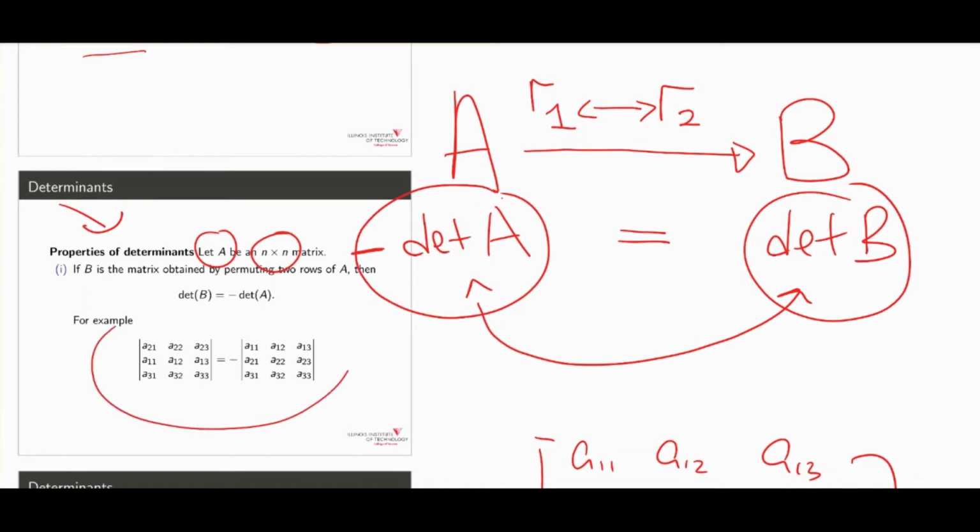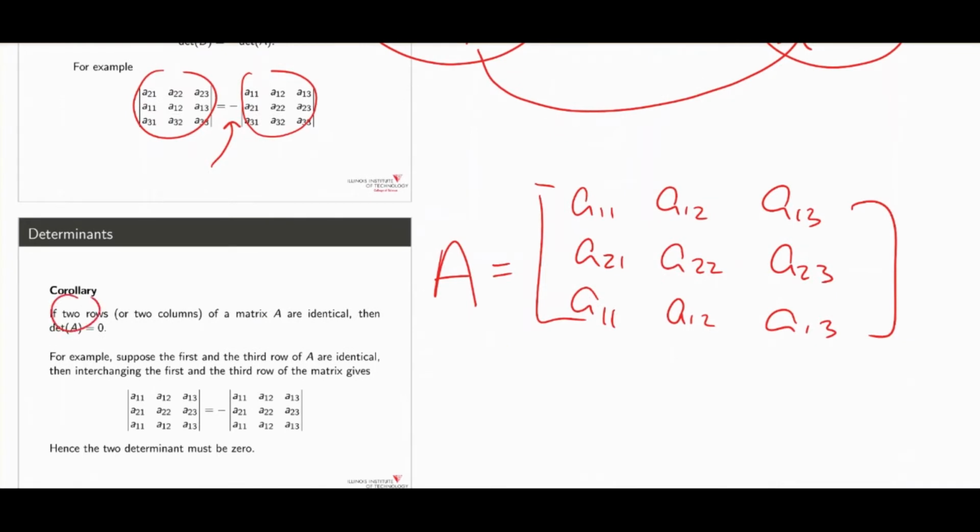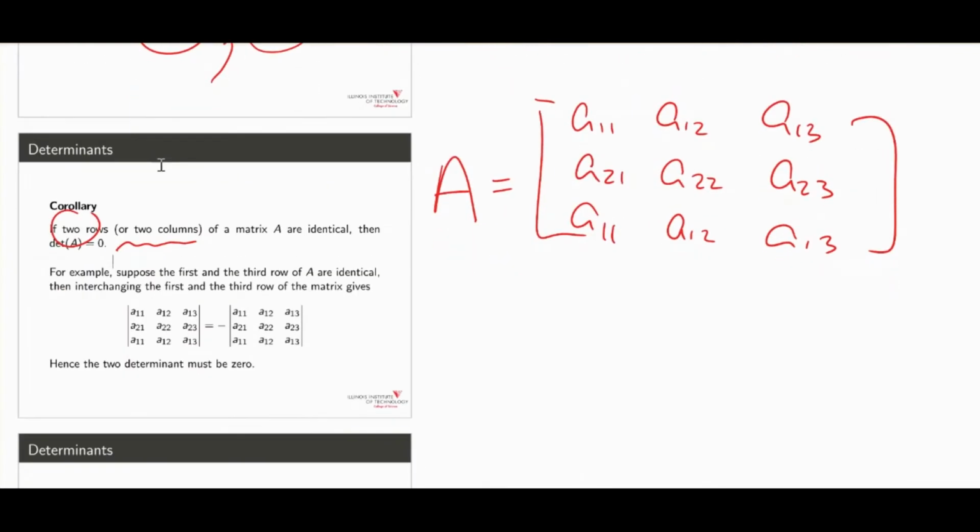You can see this is an example of a 3 by 3 matrix. If you interchange the first row and the second row of this matrix, you get this one. So the determinant for this matrix and the determinant for this matrix differ by a negative sign. One of the consequences of this property is that if you have two rows, and again, everything still applies for the columns, of a matrix A which are identical, let's say your matrix A looks like this, and you can see that the first row and the third row of this matrix are the same, then immediately you can see that the determinant of this matrix is 0.